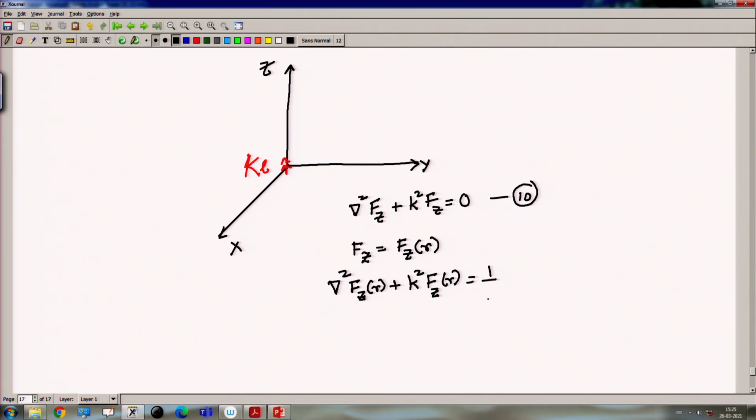equal to 1 by r square del by del r of r square del f z r by del r, plus k square f z r, and that will be equal to 0.